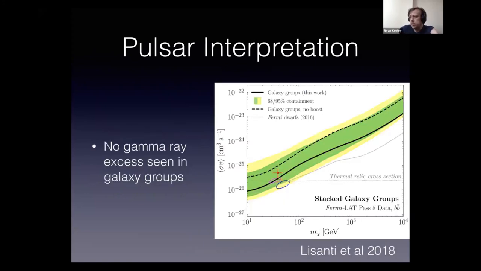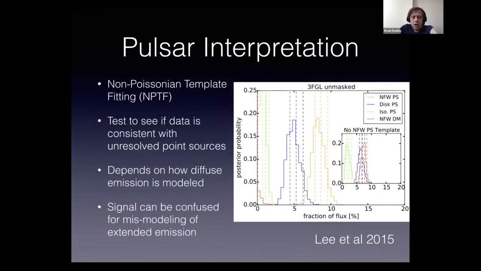Similarly, when the Fermi Space Telescope is pointed away from the galactic center at the isotropic background, no excesses are observed where we know galaxy groups are. So you can similarly derive weaker but still interesting limits from stacked galaxy clusters.